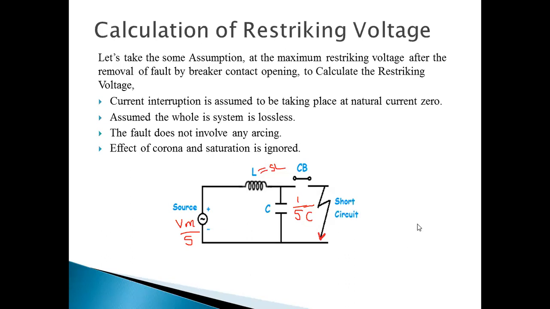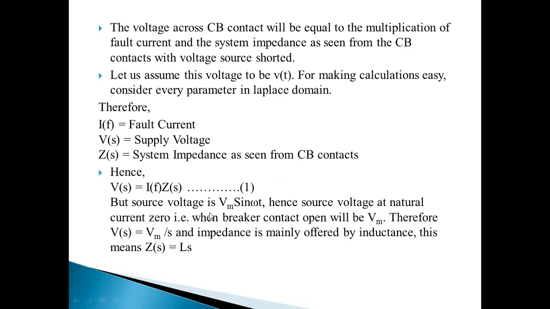So here, now we are considering that I of F is the fault current, V of S is the supply voltage, and Z of S is the system impedance, right? So V of S can be written as V is equal to IR, and here it is V is equal to I into Z. So V of S is equal to I of F into Z of S.